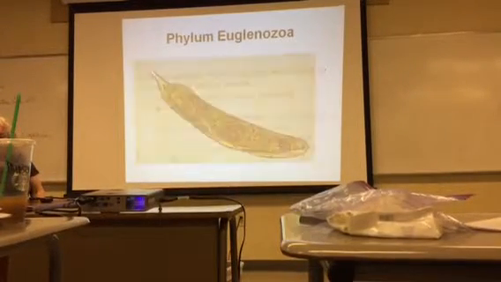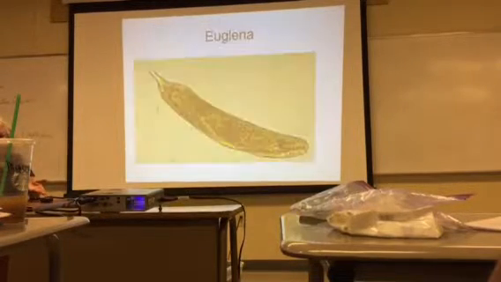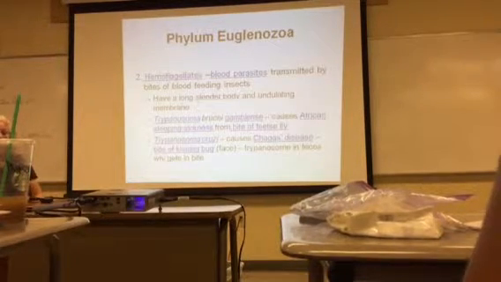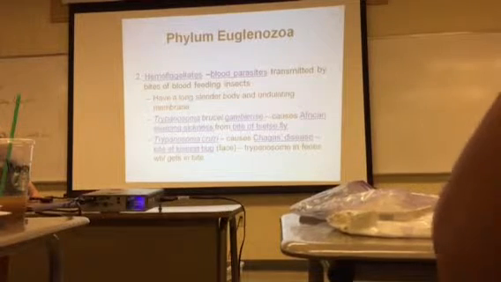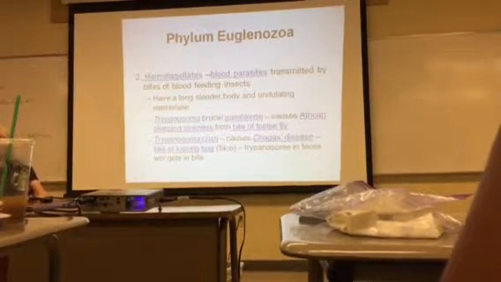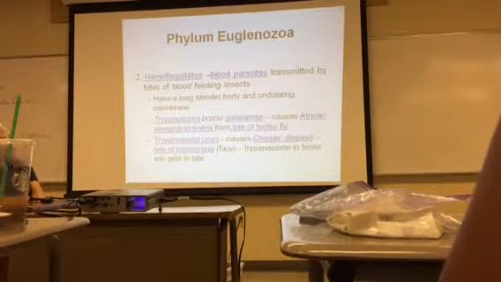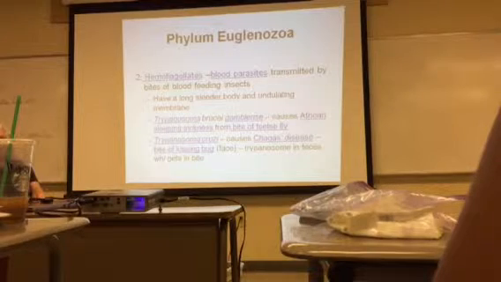So one type of these euglenozoa is the euglenoids. The other one is the hemoflagellates. These are blood parasites. They get transferred by bites of blood-feeding insects. They have a long, slender body and an undulating membrane.